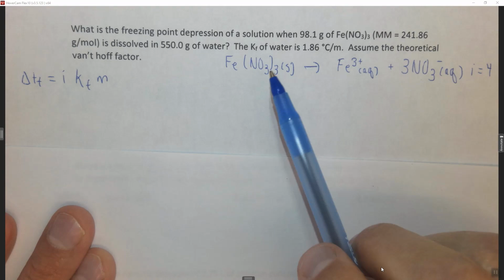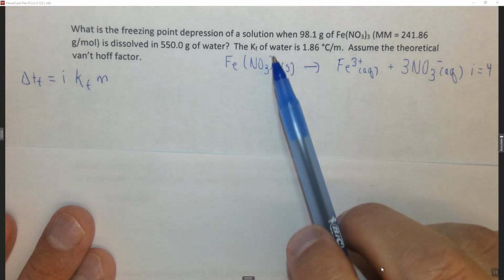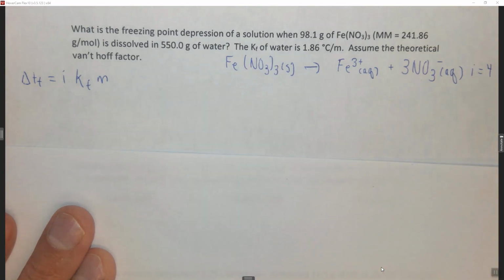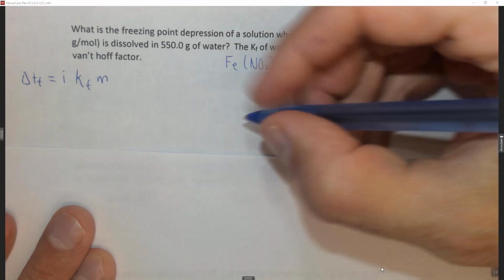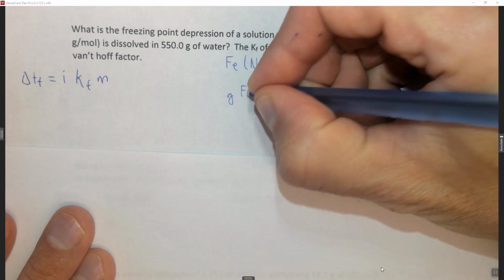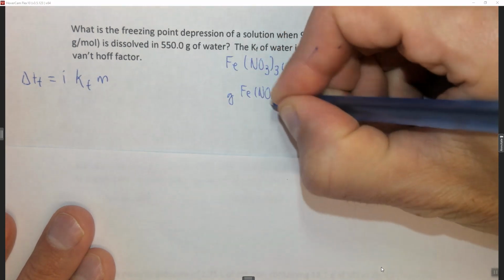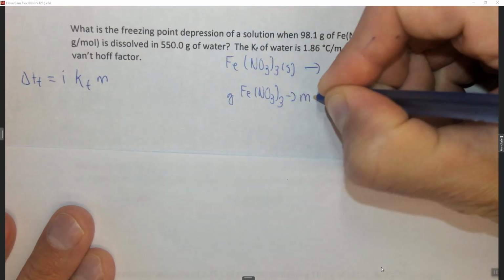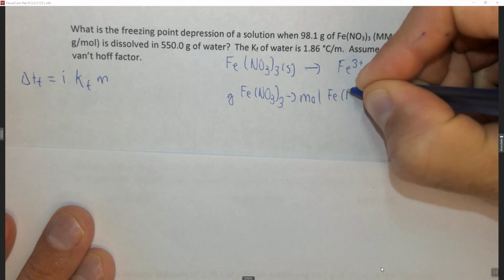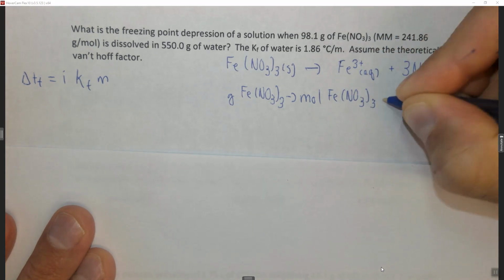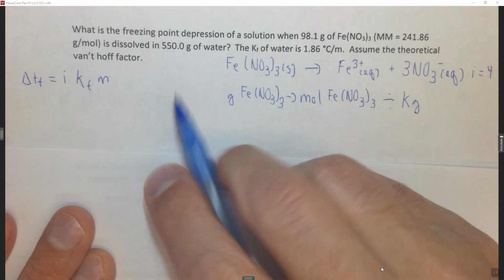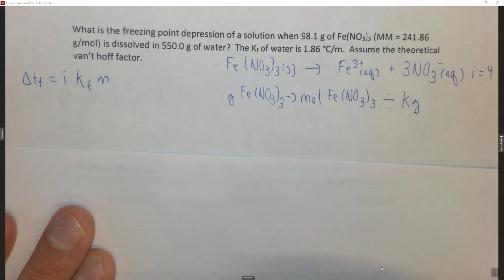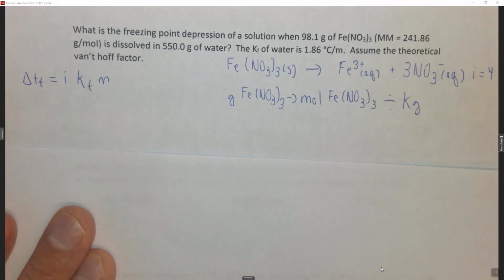Now, we need to find the molality. Well, the molality is going to be the moles of solute divided by the kilograms of solvent. So what we need to do is go from grams of Fe(NO3)3 to moles of Fe(NO3)3, and we need to divide those moles by kilograms of solvent, which is going to be water in kilograms.